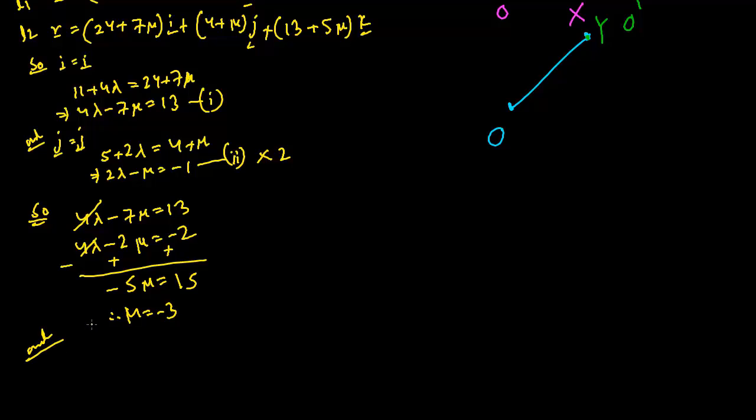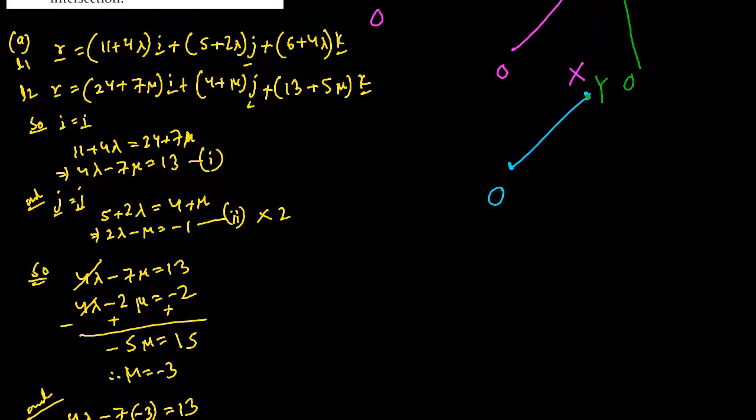If we put this in any one of the equations, it turns out to be 4 lambda minus 7 into minus 3 equals 13. We are putting mu over here. So this turns out to be 4 lambda plus 21 equals 13. Therefore, 4 lambda equals 13 minus 21, which is minus 8. Therefore, lambda equals minus 2. Now we found the value of lambda and mu.